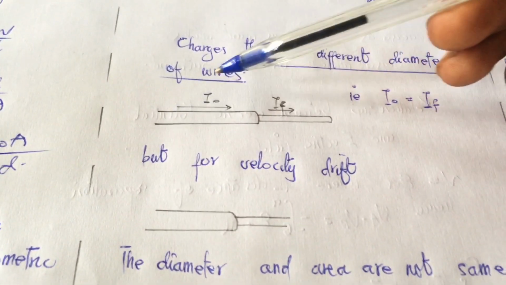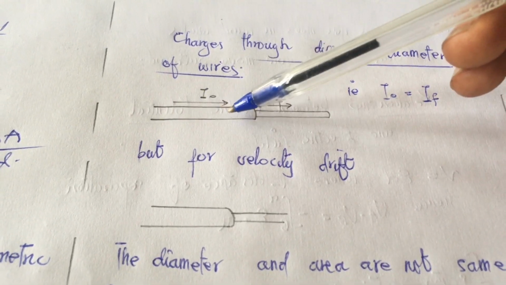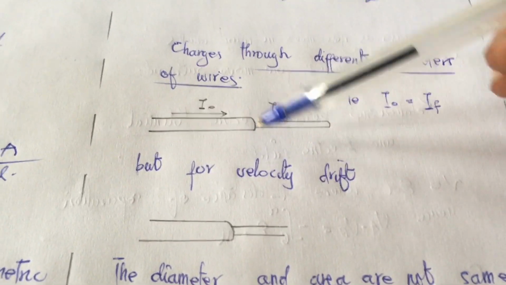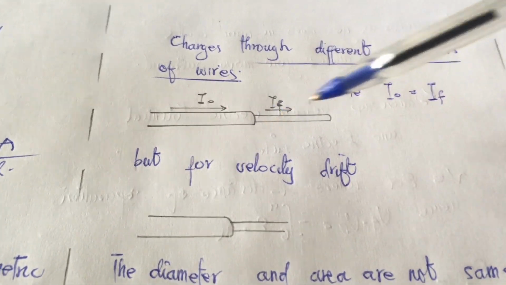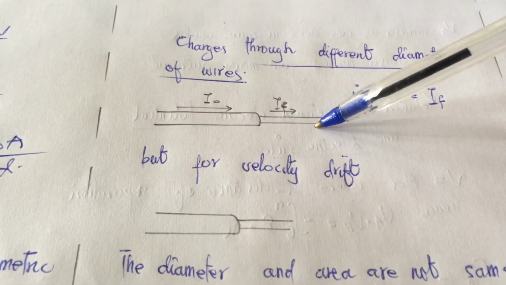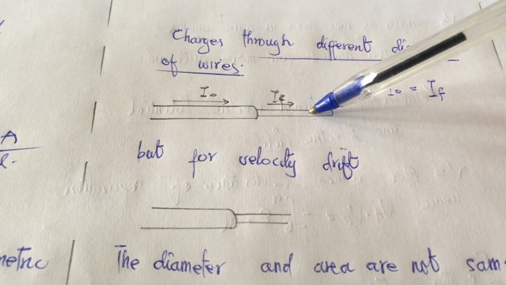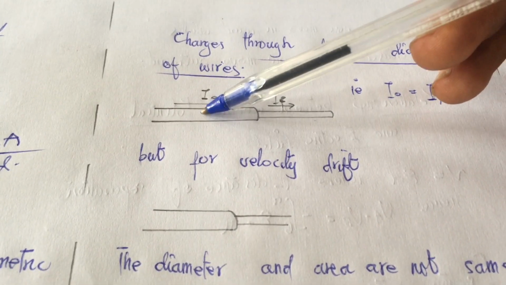Okay, so let's consider this one. This is a wire. You could see that this one is bigger. The surface area or the area of the wire is bigger as compared to this one. Then automatically this one has a larger diameter than this one. But there's one thing you should keep in mind.